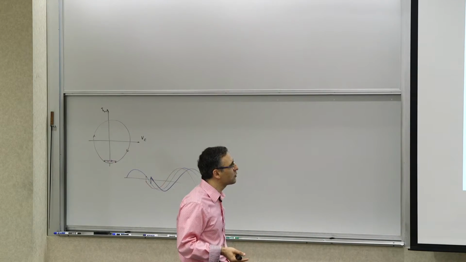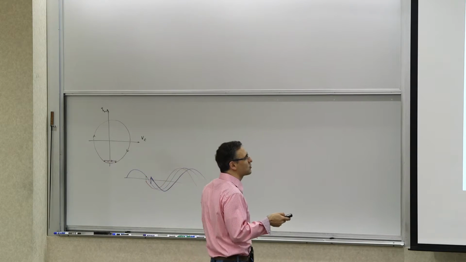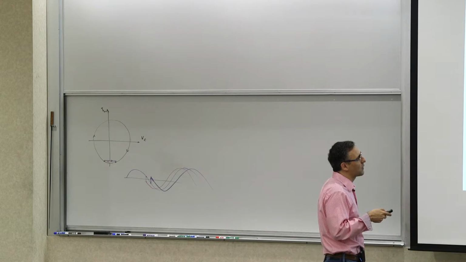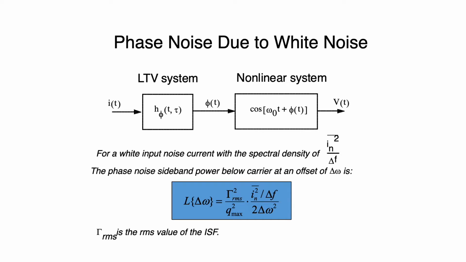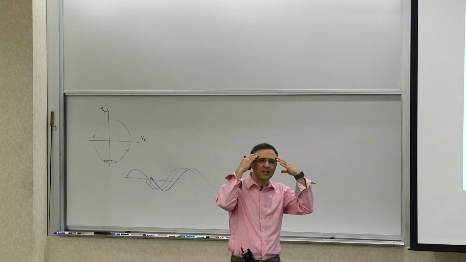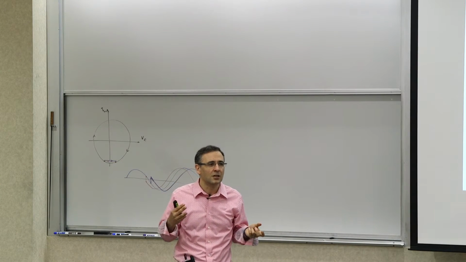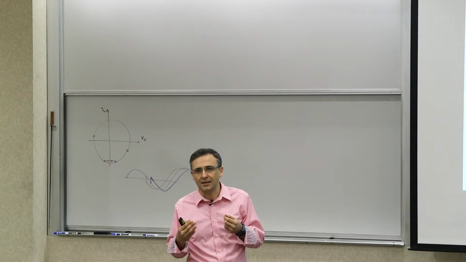Now, if your input is white noise, again, you can go through the same process. And assuming that you have a white noise spectrum of i_n squared over delta f, the phase noise for white noise perturbation is determined by the spectrum of the noise itself, obviously, the root mean square value of the ISF squared, or the mean squared value of the ISF, and normalized to Qmax, which is the maximum charge swing.